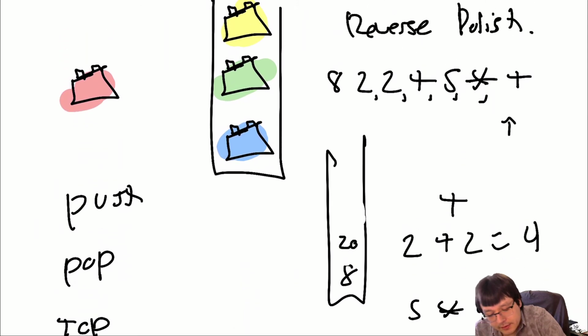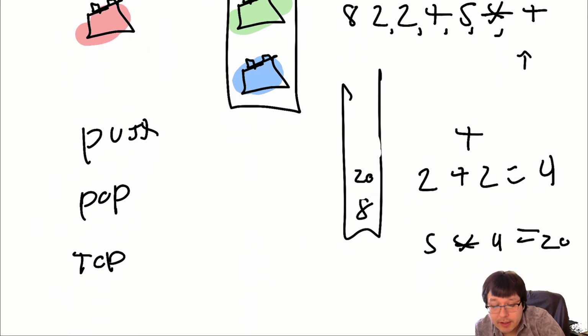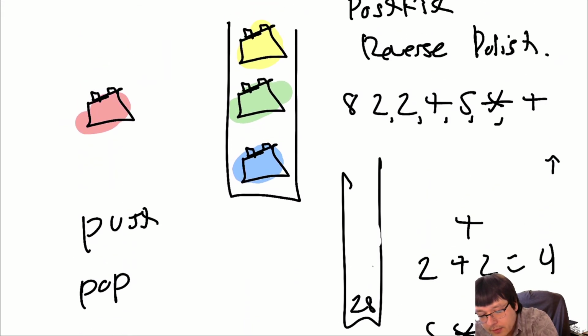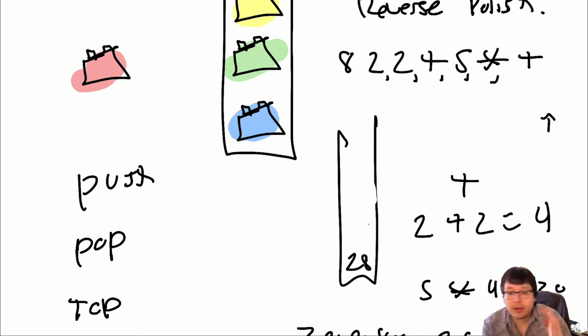We see a plus. Pop two things, 20 and 8. Add them together. Push the result into the stack. Then we see we're done. When you're done with the expression, whatever is left in the stack, that one item, it should always be exactly one item. Otherwise, it's an invalid expression.